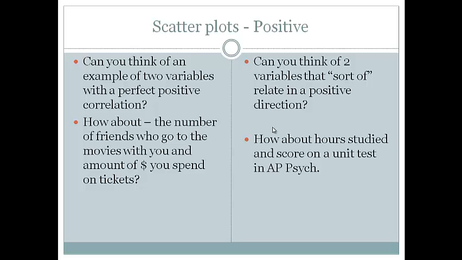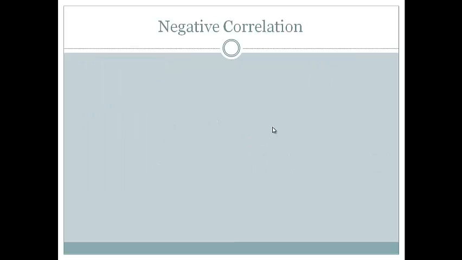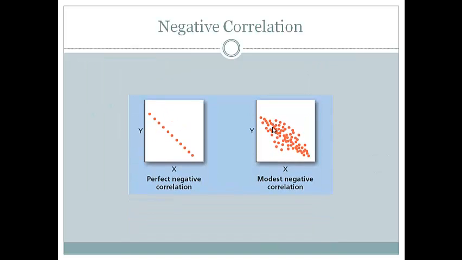So during the week, you studied an hour each night, and an hour before the test, we might expect you to get a higher score than somebody who only studied for an hour the night before the test. How about negative correlations? Here we just see the opposite direction of that slope line from left to right. And we might have the same graphing rules as in the previous example.